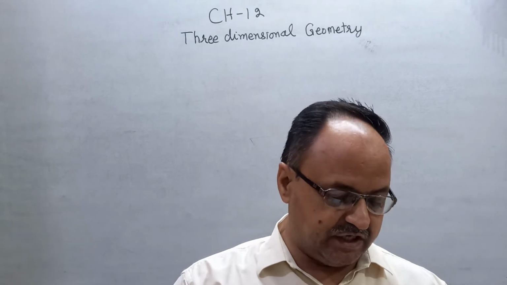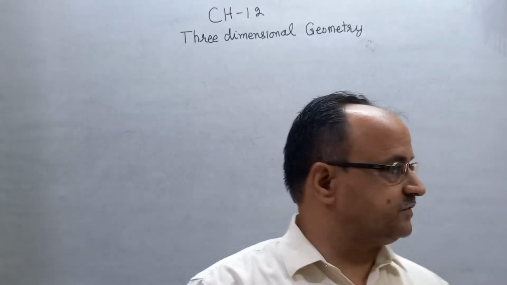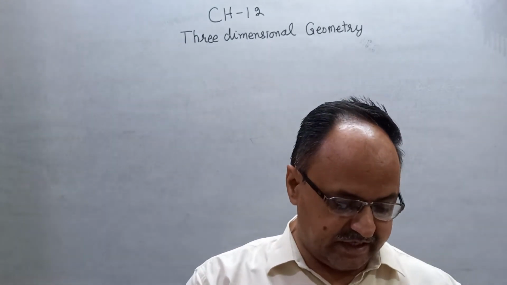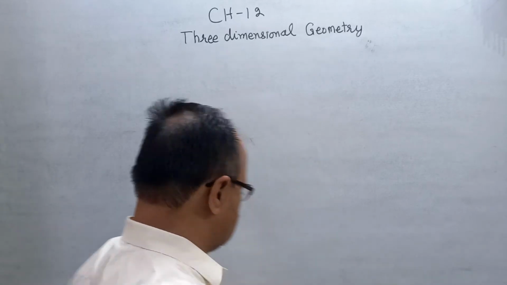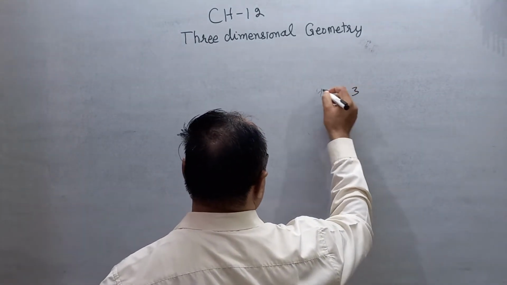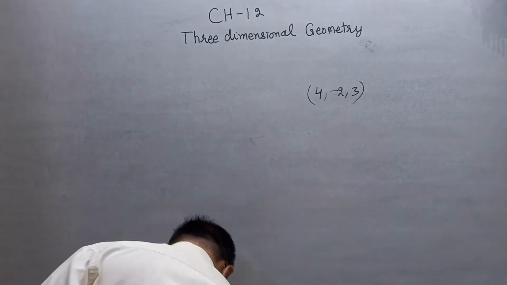Now can you tell me the name of the octant? 1, 2, 3. All three positive. If all three are positive, then it is the first octant. And next, 4, minus 2 and 3.